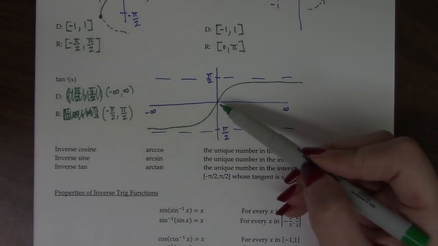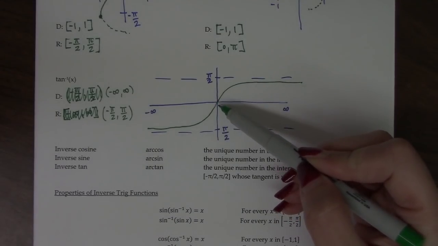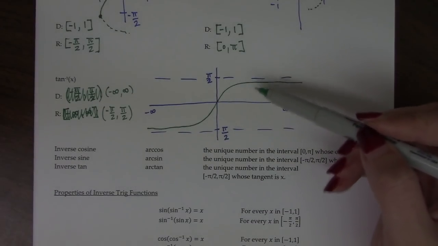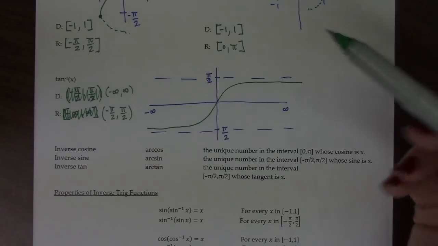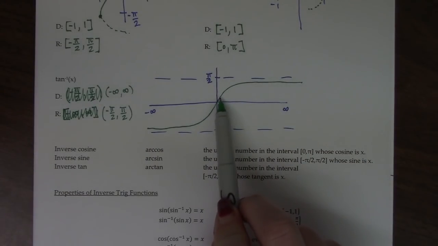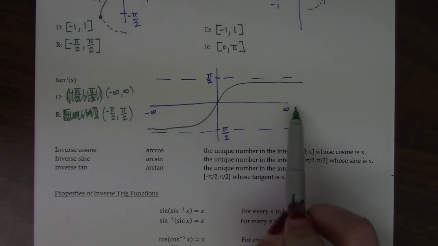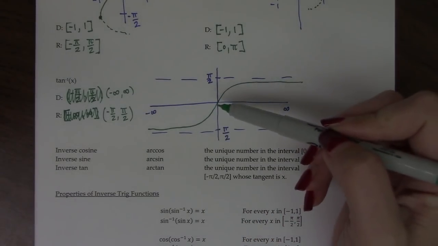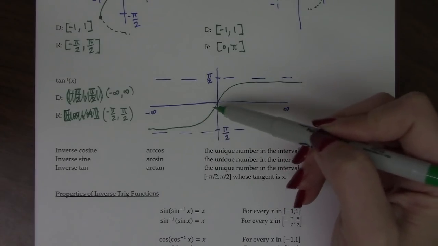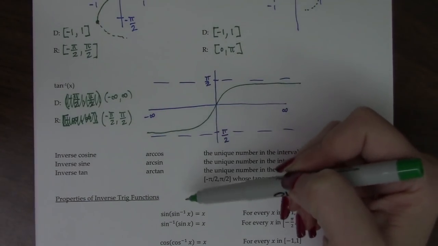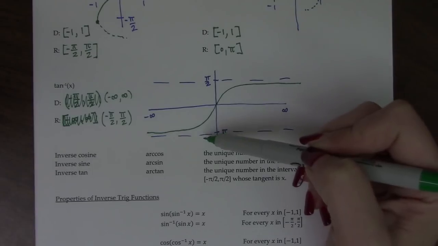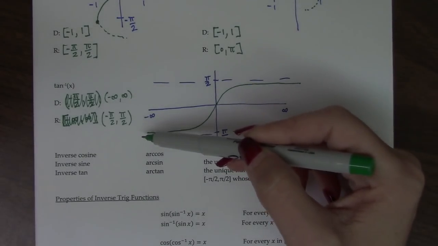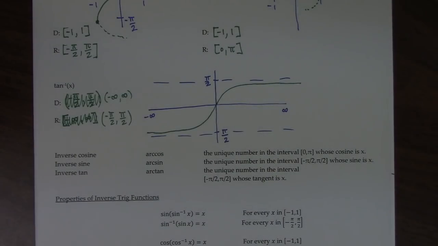So tangent of 0 was 0, so inverse tan of 0 is 0. As you got closer and closer to pi over 2, the graph climbed up to infinity. So now, as your x values approach infinity, the y values are getting closer to pi over 2. On the original tan graph, as we got closer to negative pi over 2, the graph went down to negative infinity. So that means as you get closer to negative infinity in terms of x, the y values are getting closer to negative pi over 2.